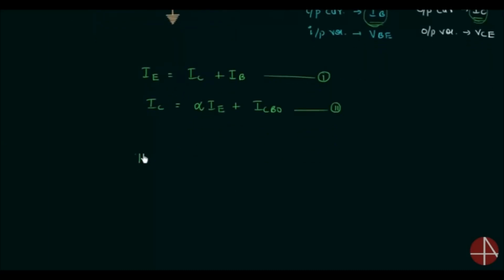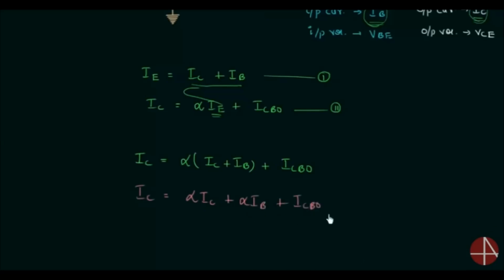We can write IC equal to alpha times inside the bracket IC plus IB, because IE is equal to IC plus IB plus ICBO. I will open the bracket and we have IC equal to alpha times IC plus alpha times IB plus ICBO, or we can write (1 minus alpha) IC equal to alpha IB plus ICBO.